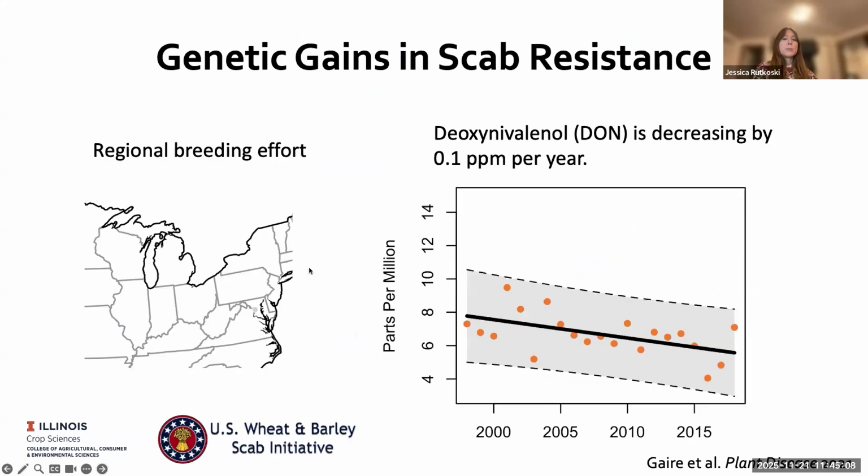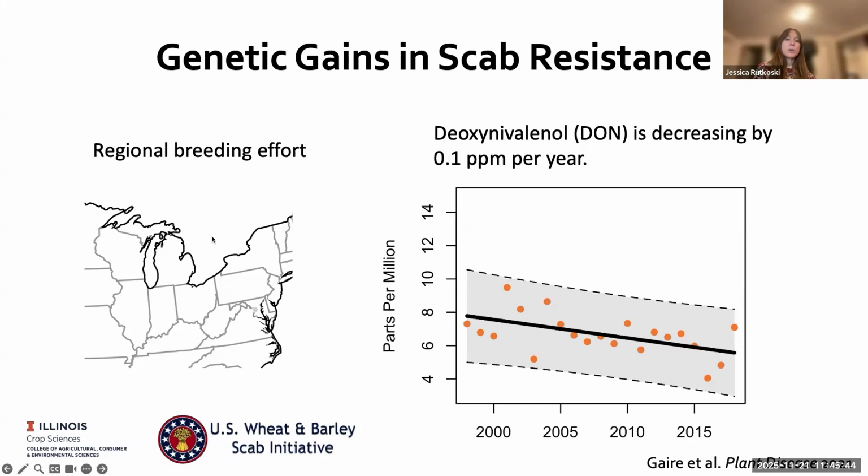Now the other example I want to talk about is genetic gains in scab resistance. Over the past 20 years, there has been a huge investment from the USDA through the U.S. Wheat and Barley Scab Initiative to try to coordinate our breeding efforts and achieve better levels of resistance, especially, well, all across the U.S., but it's a real problem here in the eastern U.S., where I'm pictured here, because we have wet weather very conducive to this disease.